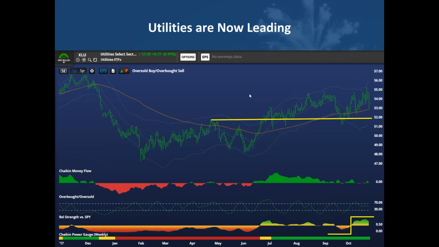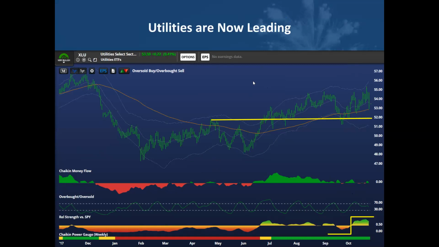Utilities, another traditionally defensive group. I showed you the sector analysis earlier in the presentation where we said the utilities were the strongest sector of the market. As the market sells off, utilities have been outperforming the market since early October. And you can see we've broken out and we're holding above that breakout level. This is the XLU, the utilities ETF, and we're holding above that breakout level at $52.